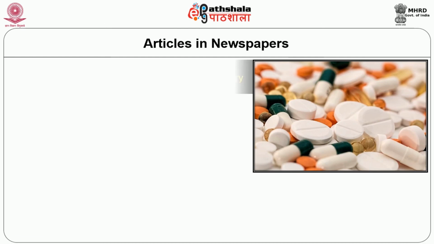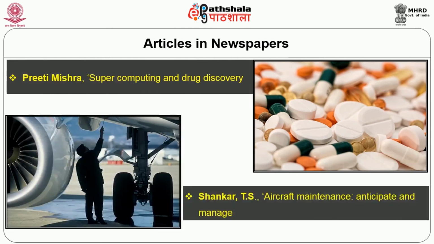Articles in newspapers. For articles in newspapers, first it must have the name, then the title, then the name of the newspaper, then volume, number, page, and then month and year. Some examples are given below.